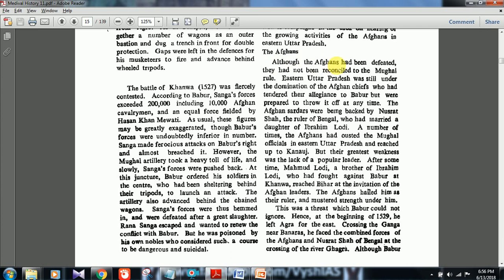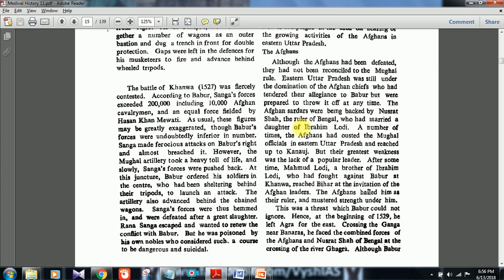Afghans. Although the Afghans had been defeated, they had not been reconciled to Mughal rule. Eastern Uttar Pradesh was still under the domination of Afghan chiefs who had tendered their allegiance to Babur but were prepared to throw it off at any time. So as I told, there are no permanent friends or enemies in war. The Afghan Sardars were being backed by Nusrat Shah, the ruler of Bengal. Now the eastern side is also coming, who had married a daughter of Ibrahim Lodi.